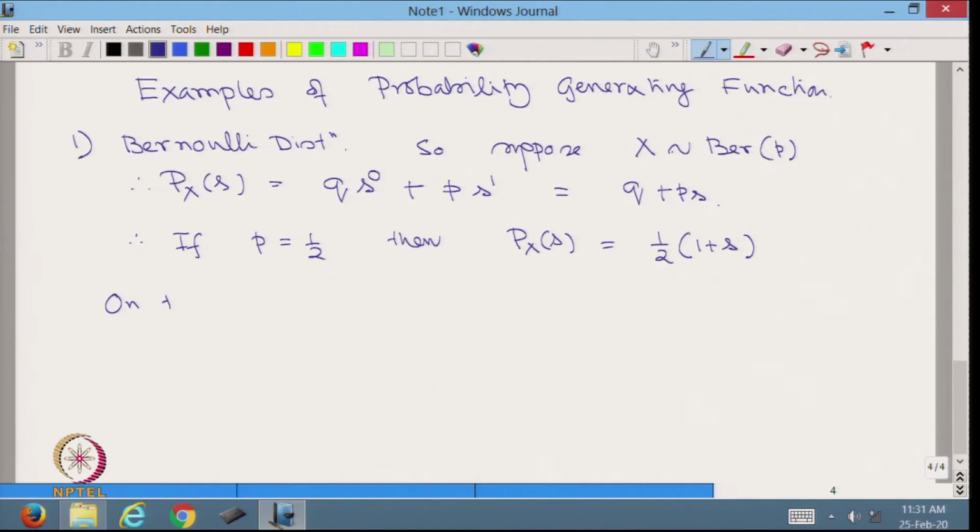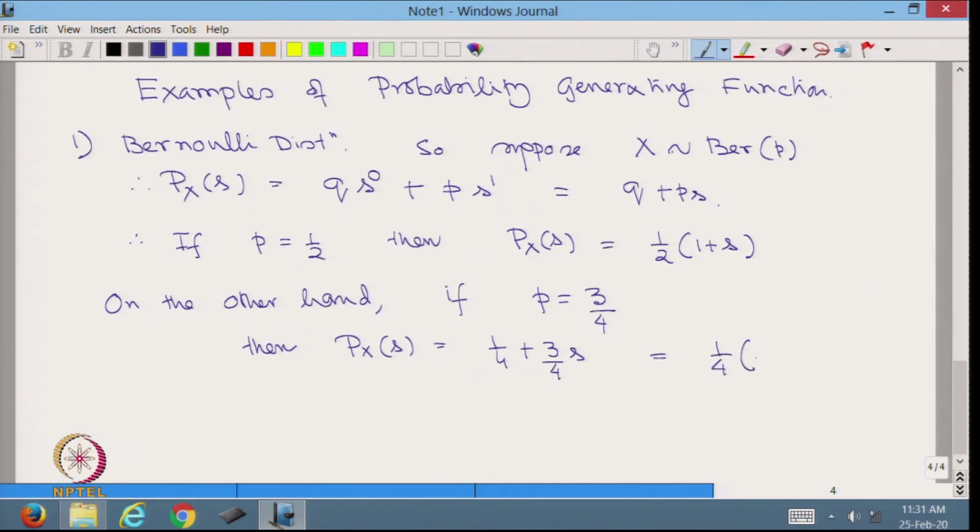On the other hand, if p is equal to, say, 3 by 4, then P_x(s) is equal to 1 by 4 plus 3 by 4 times s, which is equal to 1 by 4 into 1 plus 3s.